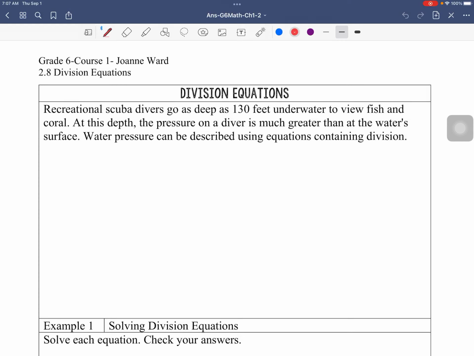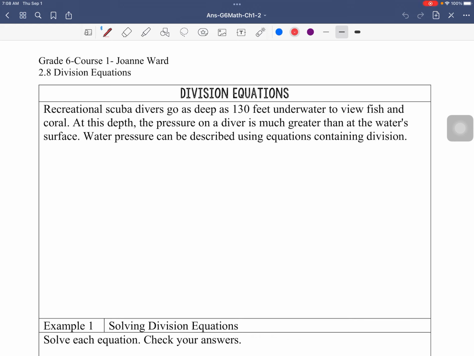Course 1, grade 6, 2.8 division equations. Recreational scuba divers go as deep as 130 feet underwater to view fish and coral. At this depth, the pressure on a diver is much greater than at the water surface. Water pressure can be described using equations containing division.